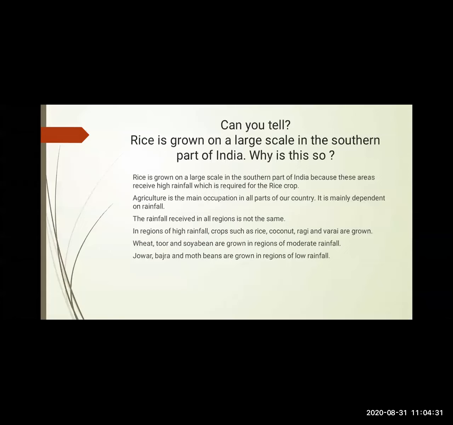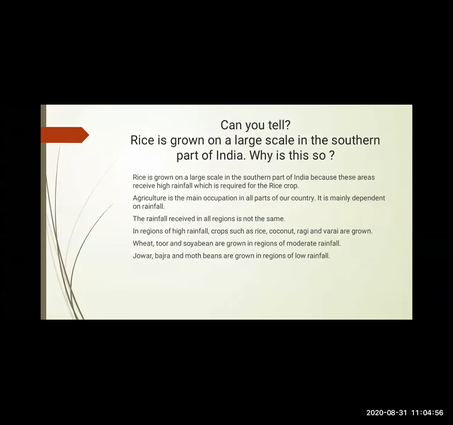And mung beans are grown in regions of low rainfall. थोड़ा उनको कम लगता है rainfall. It needs less rainfall. Okay? Can I read it again? I'm reading for you again. Rice is grown on a large scale in the southern part of India because this area receives the higher rainfall which is required for the rice crop. Rice needs a higher rainfall.